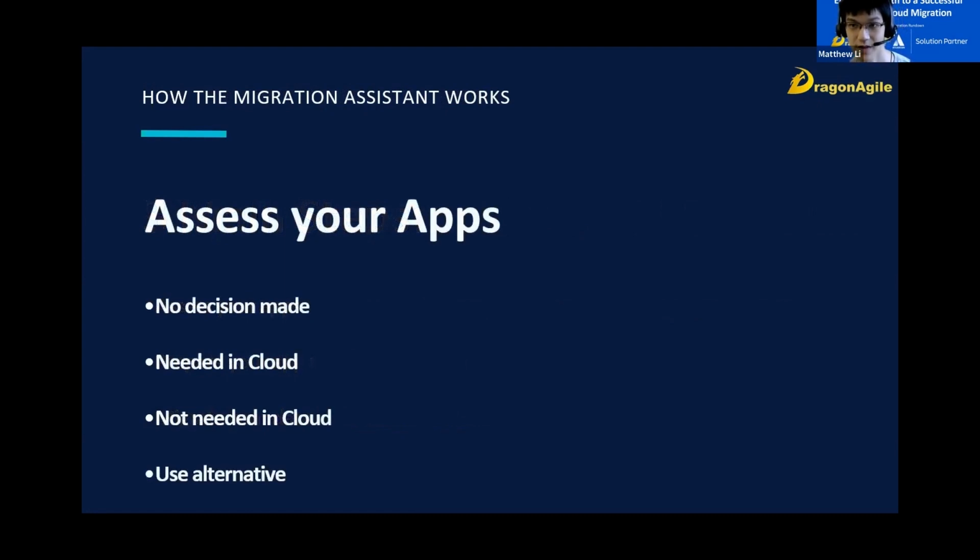So for assess your apps, there are 4 different statuses, and each app must be assigned a status. The migration of apps and app data is handled by the vendor, not by Atlassian. So the first status, no decision made, is the default, and this will not migrate anything. Needed in cloud means you need this app and its data in your cloud site, and depending on the migration path, the assistant will try to migrate the app along with its data and generate a log as to what has or hasn't been migrated. Not needed in cloud means the app does not need to be migrated to your cloud instance and nothing will be migrated. Use alternative will allow you to select an alternative app to replace the current one.